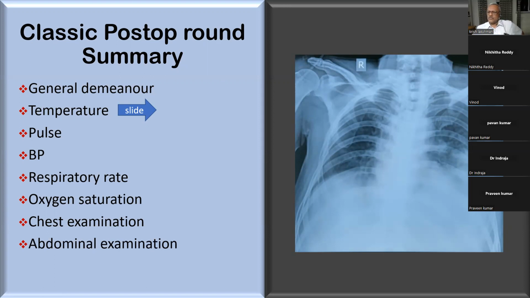If I talk about a wedge-shaped opacity, it's not a classical wedge, but if it is a wedge, what am I looking at? Pulmonary embolism. Yes. This patient, as it turned out, had a chest infection, not an embolism, and we treated him with physiotherapy and antibiotics, and he got well.